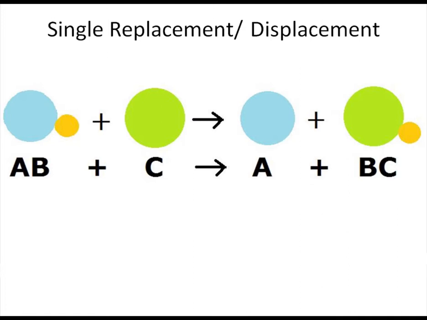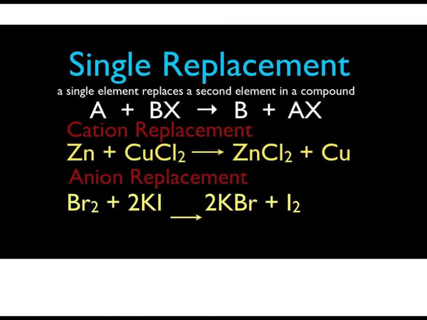The first one is single replacement, and this is sometimes called single displacement. Whichever word they use, it's the same thing. A single replacement reaction, we start with a compound, AB, two elements together, and a single element, C. And what happens is C kicks out one of the elements from the compound and takes its place. So we end up with a compound and an element. We started out with a compound and an element. We end up with a compound and an element, but they're different.